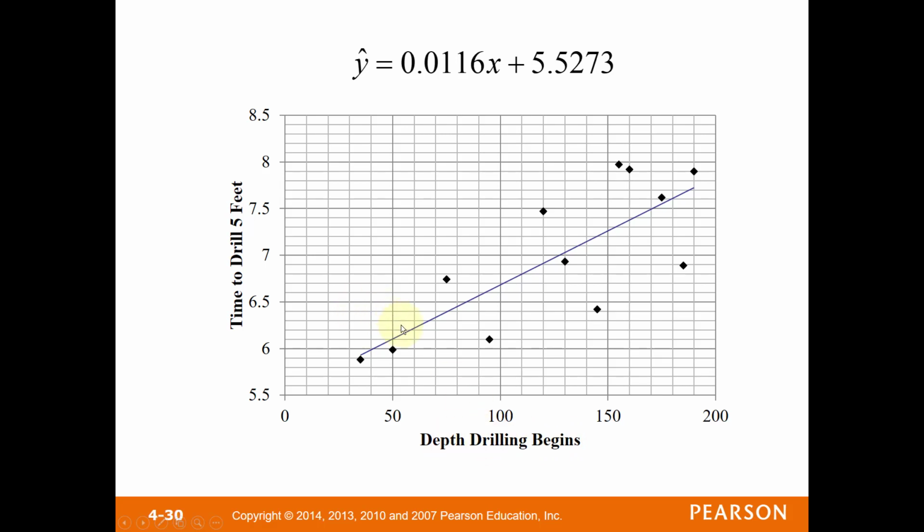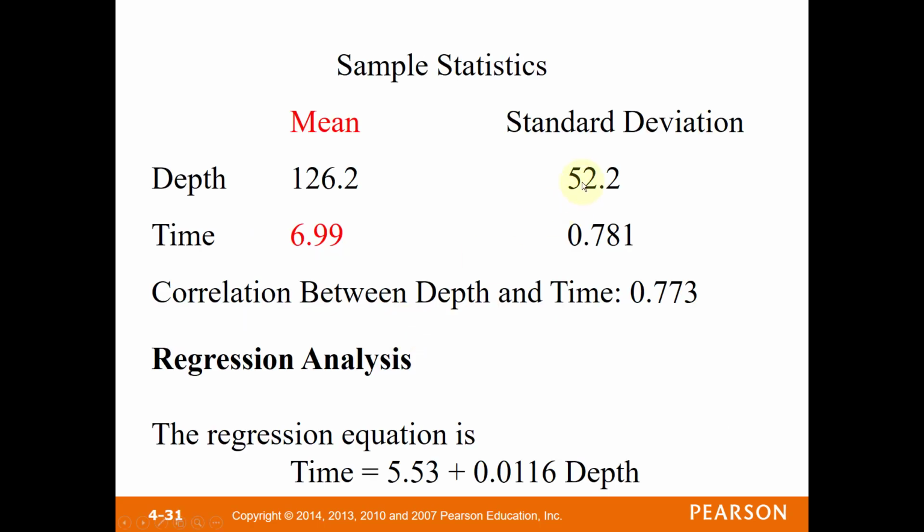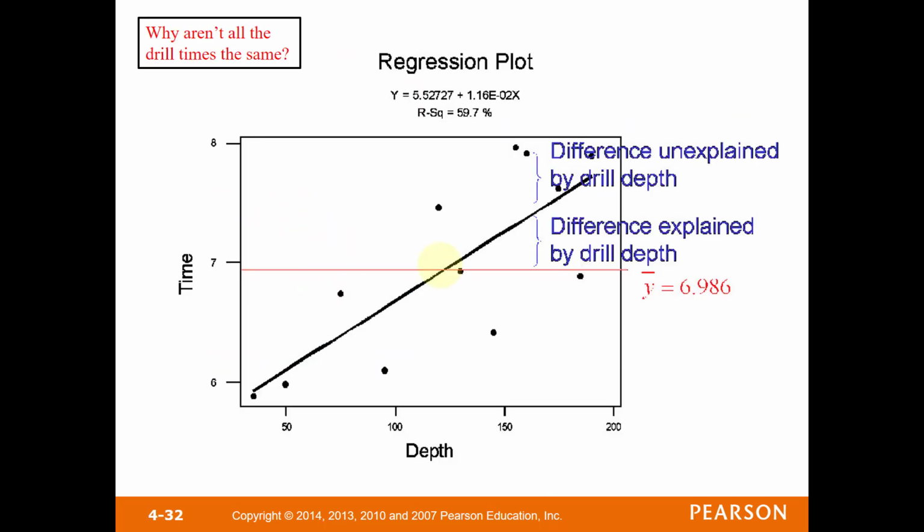How much does this model explain? That's the coefficient of determination. So let's get back to some basic ideas. First, we compute the mean drilling time at 6.99. Look at it on the graph. Here's the mean right here, 6.99. Why don't all the drilling times equal the mean, y bar equals 6.986?